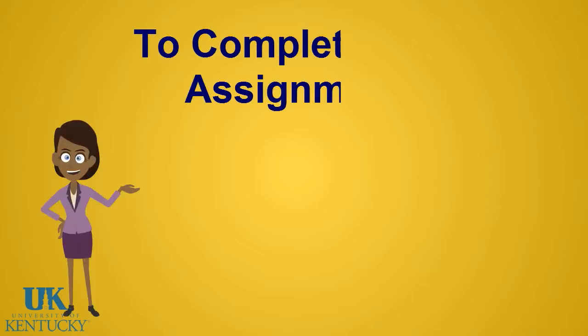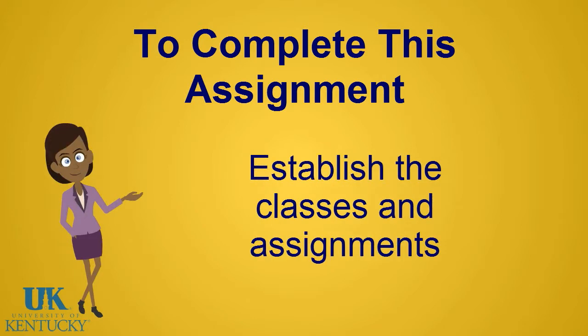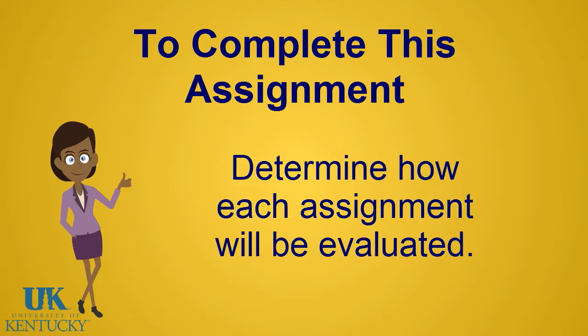To complete this assignment, create an artifact map with your faculty's assistance. First, determine the process for assessment that your program feels is best. Will you assess only the summative work, both summative and formative, or will you assess more often than that? Will rubric or scoring guide evaluations be done by the teaching faculty or by a faculty group? Second, establish the classes and assignments that will be evaluated for assessment purposes. Finally, determine how each assignment will be evaluated.